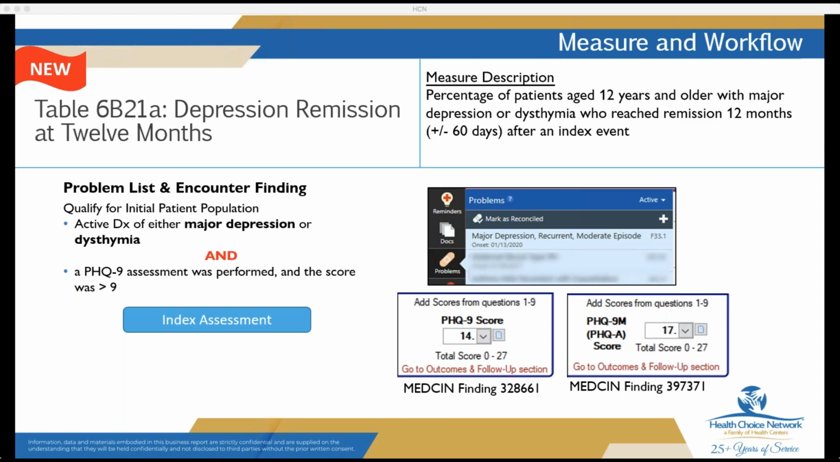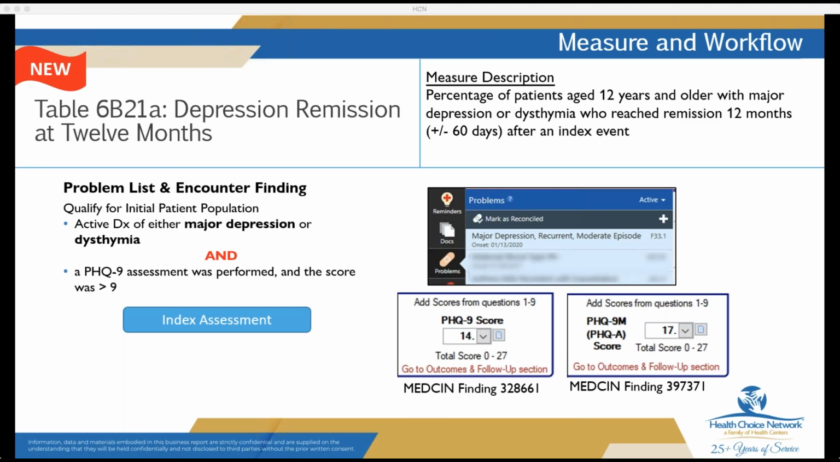If you're starting with a PHQ-2 and then you stop there, then that is not allowed. It's only looking at a PHQ-9. Okay, so the PHQ-9 assessment that's done with a score of greater than 9 during this period of time, November 1st, 2018 to October 31st, 2019, that is known as the index assessment or event. And that is documented, and this is why documenting the score is very important.